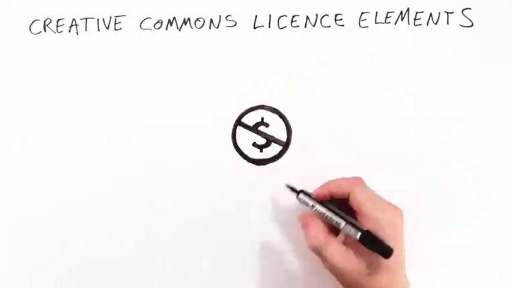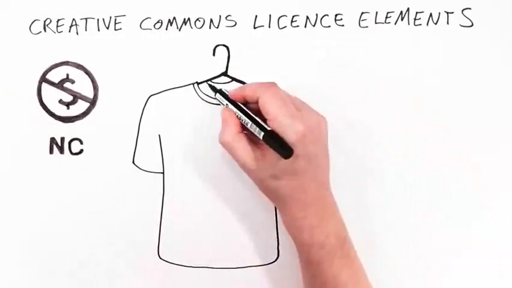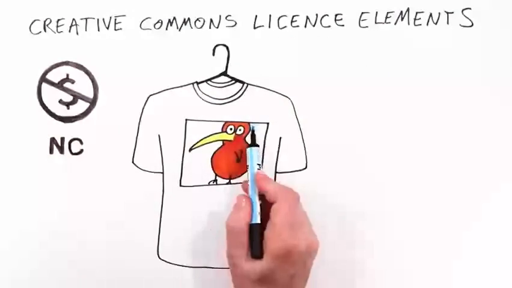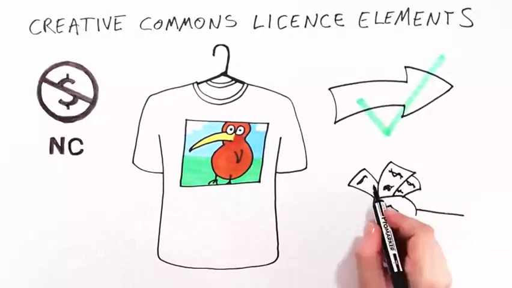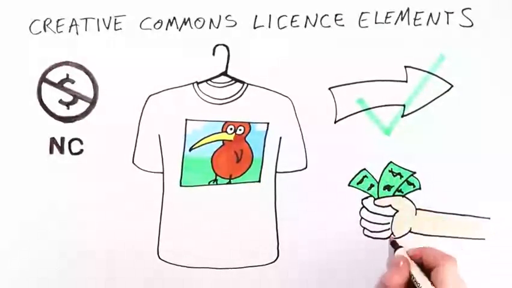This is non-commercial. It means no one else but Kiri is permitted to make money from CreativeCommonsKiwi. Tim wants to print the photo onto t-shirts and distribute them to friends. He can do this, but he must not sell them.